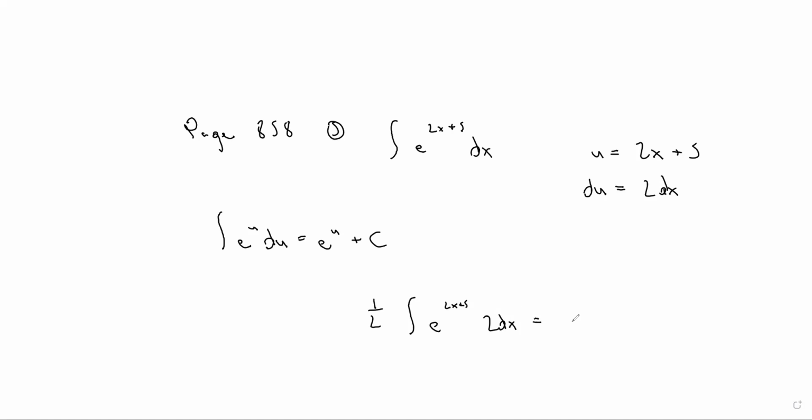In this case, the 1/2 just sits there, and then you get e to the u plus c. Now let's put in our original variables. So this should be 1/2 e to the 2x plus 5 plus c. And that is what we get for that one. So that was it for the participation questions. I'll try to mark both of the participation questions today.